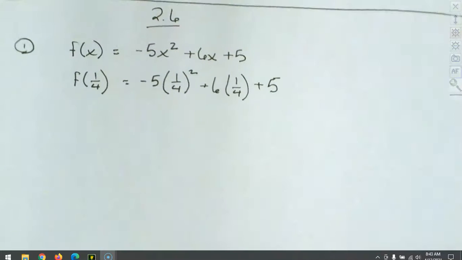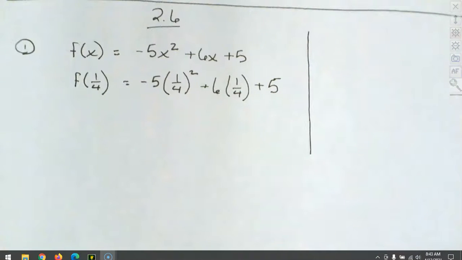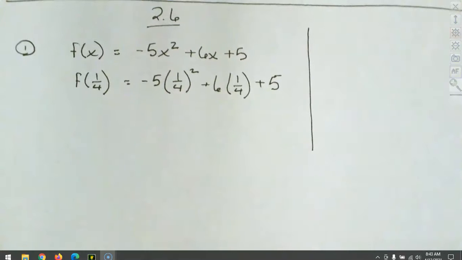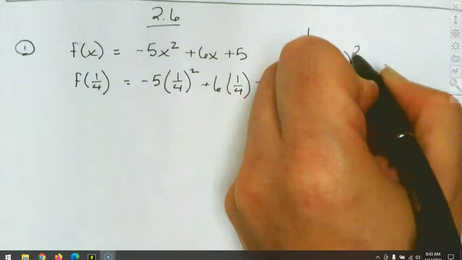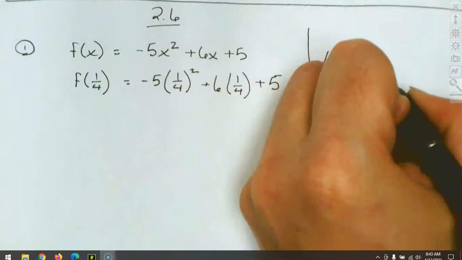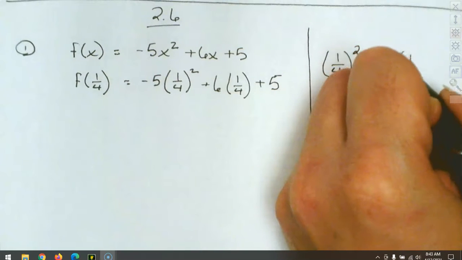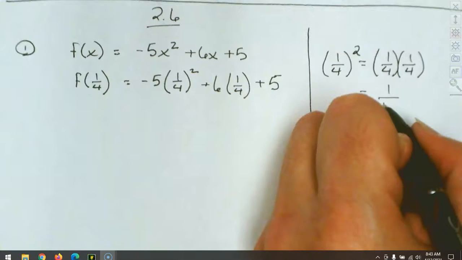Is everyone okay with that so far? So we plugged in that 1/4. Now where students struggle is working with these fractions. Order of operations, what do we do first? Well, exponents go first. So we've got this 1/4 and we've got to square it. How do we square a fraction? We multiply it by itself. And when we do that, we get 1/16.